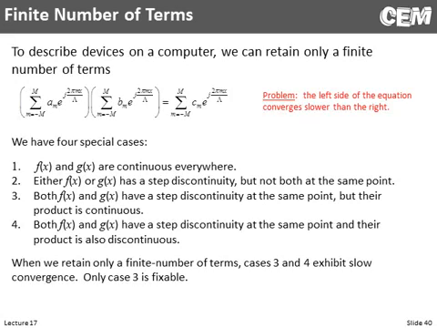So when we retain just a finite number of terms, it turns out it's cases 3 and 4 that have problems. And the way to word this is we get very slow convergence for cases 3 and 4, which is when f and g have a step discontinuity at the same time. Now the good news is we can fix case 3. The bad news is we can't fix case number 4. And a little bit more news. Fortunately, case number 4 never arises in electromagnetics. So that's good.